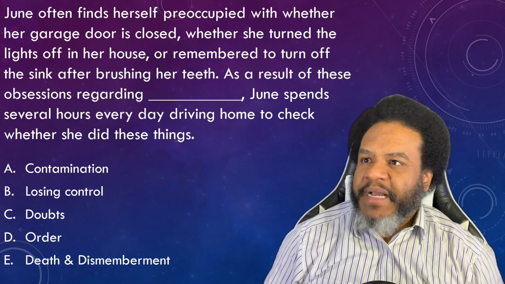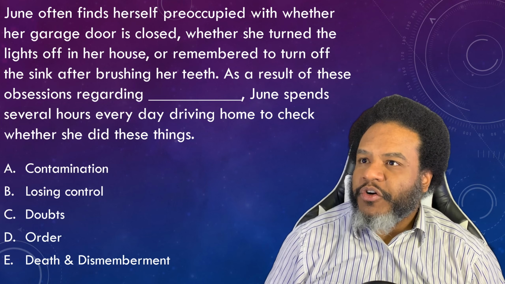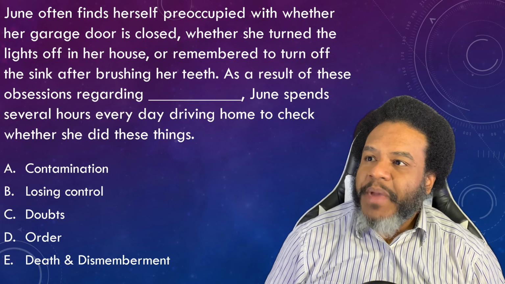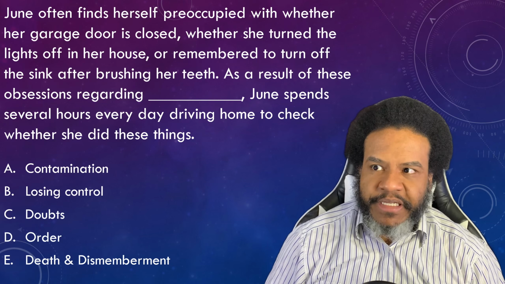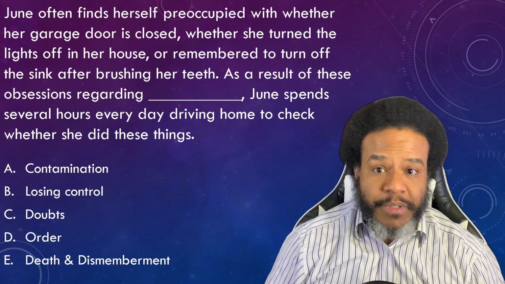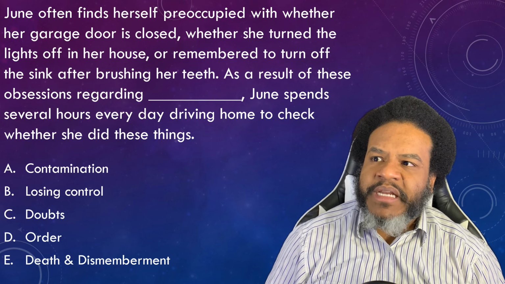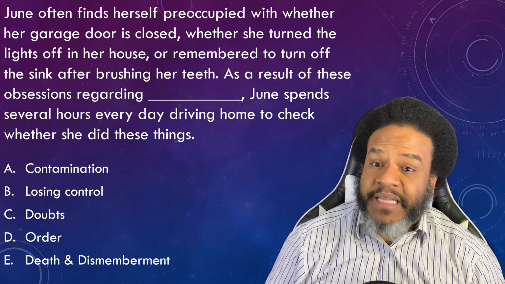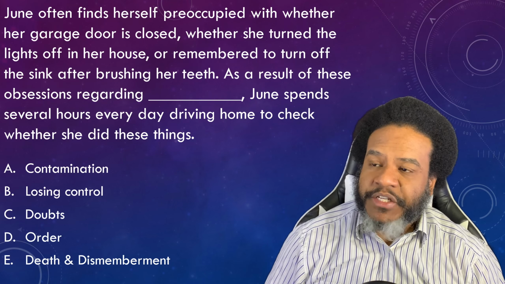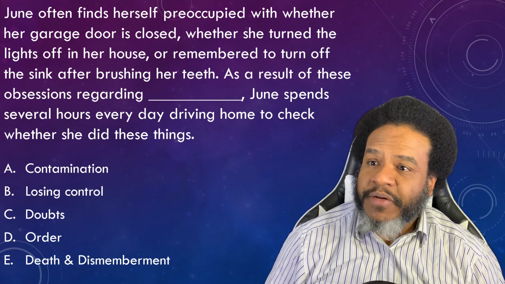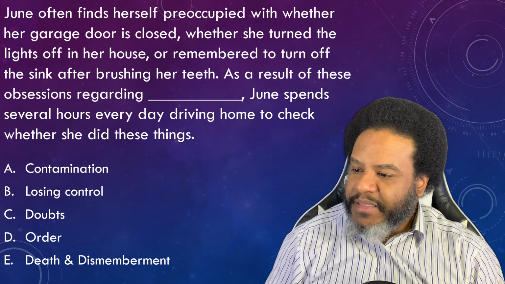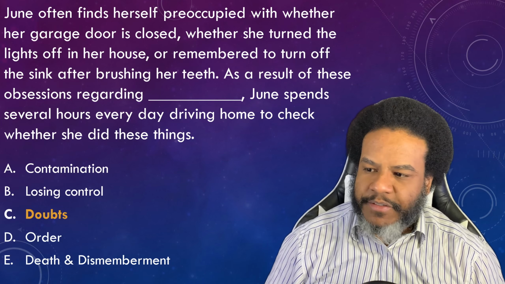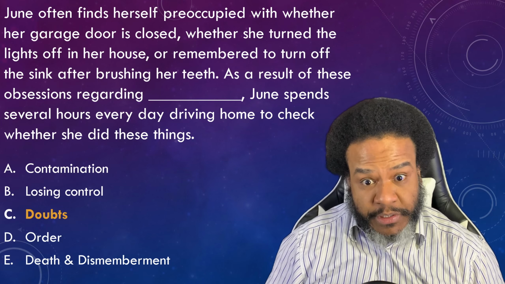So June often finds herself preoccupied with whether her garage door is closed, whether she turned the lights off in her house, or remembered to turn off the sink after brushing her teeth. As a result of these obsessions regarding doubt, June spends several hours every day driving home to check whether she did these things. So is this an obsession of contamination, obsession of losing control, obsession of doubts, obsession of order, or obsession of death and dismemberment? Okay, so go ahead and think about that for a second. Answer is doubts. So remember, doubts is like checking things, right? You're not sure if you did the thing you were supposed to do, so you're checking it.